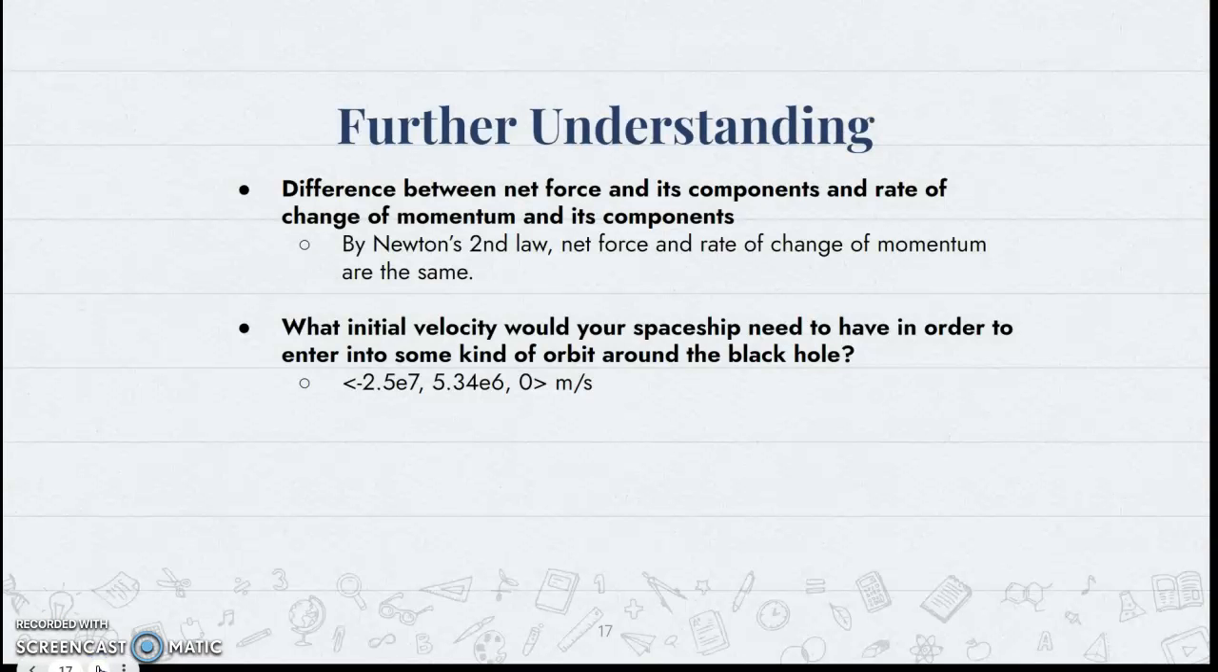So after this lab, you may be wondering if there's a difference between net force and its parallel and perpendicular components and the rate of change of momentum and its components. And there actually isn't. Newton's second law states that net force is equal to delta p over delta t, with p representing momentum, and delta p over delta t is the rate of change of momentum. Lastly, if I wanted to establish an orbit around the black hole, what would my initial velocity have to be? Once again, after trial and error, the necessary velocity needs to be negative 2.5e7 5.34e6 meters per second.